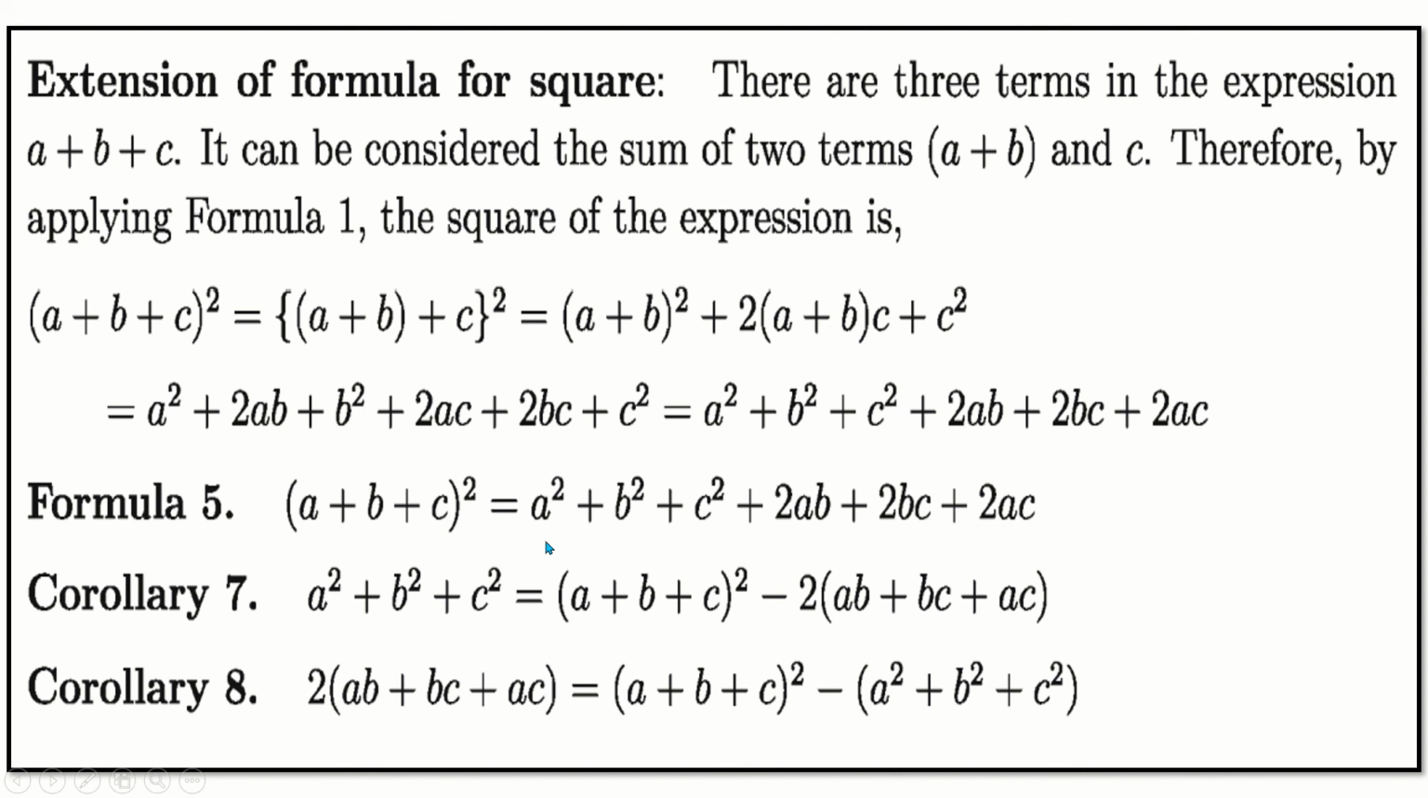From here we can convert this part into the left side. Left side will be a plus b plus c whole square minus, you can take common 2 into ab plus bc plus ca. That means a square plus b square plus c square equals a plus b plus c whole square minus 2 into ab plus bc plus ac. And corollary 2: 2 into ab plus bc plus ac equals a plus b plus c whole square minus a square plus b square plus c square. These are two corollaries. So for solving math we will use these corollaries and the formula.